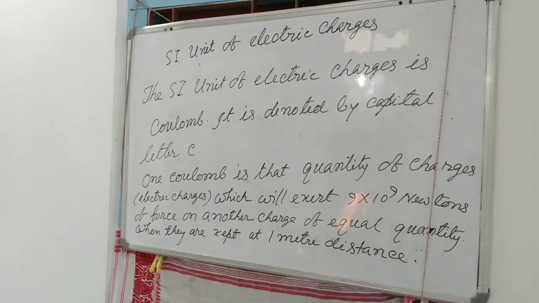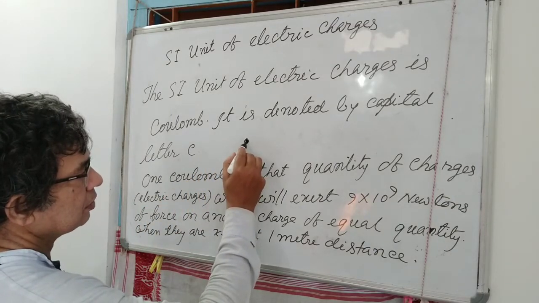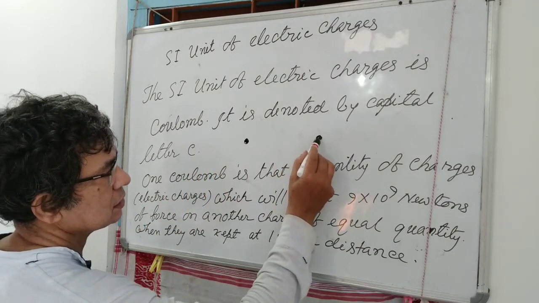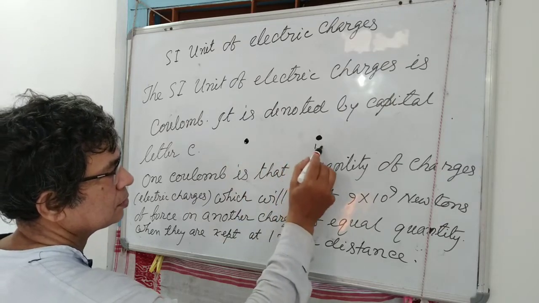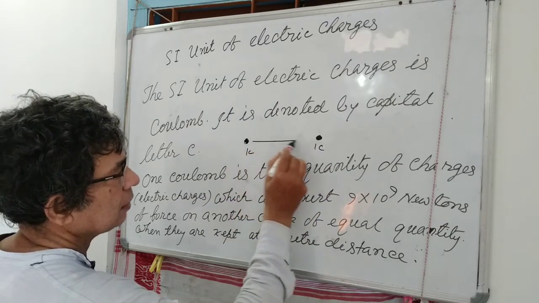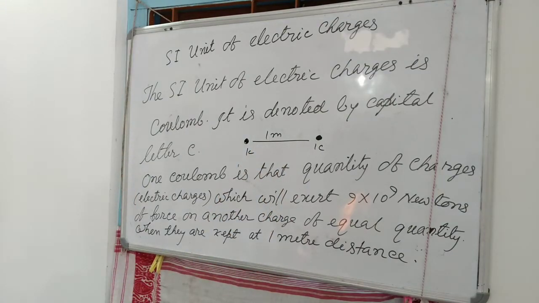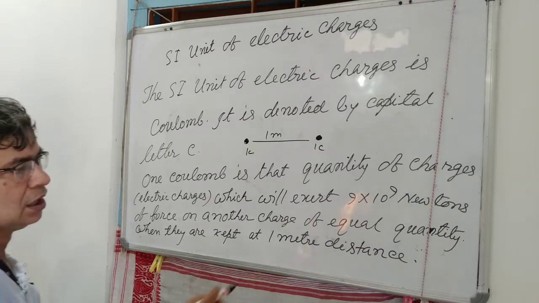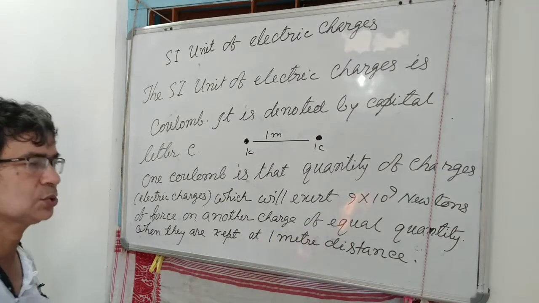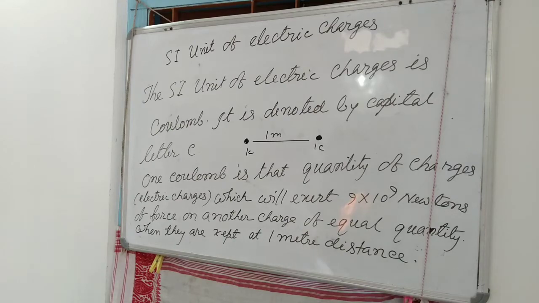When they are kept at a distance of 1 meter, that means if you take two charges of 1 coulomb each, suppose this is a charged particle having 1 coulomb of charge and another charge also has 1 coulomb of charge, if they are kept at a distance of 1 meter, they will exert a force amounting to 9 into 10 to the power 9 newtons. This is the definition of 1 coulomb of charge.